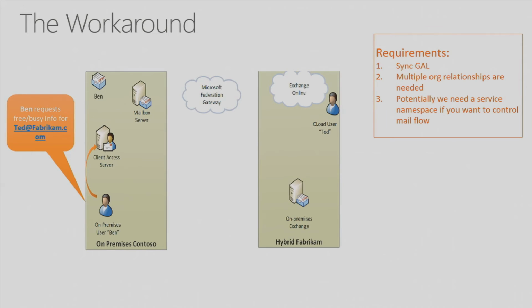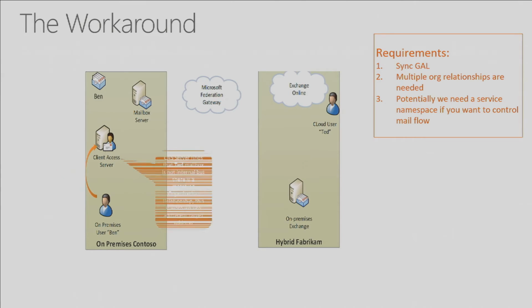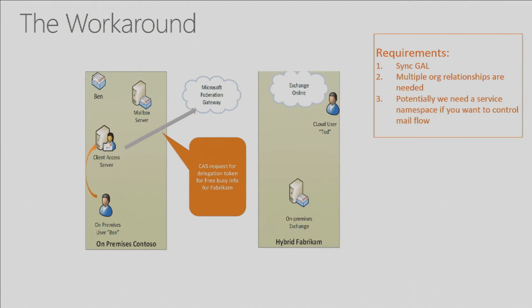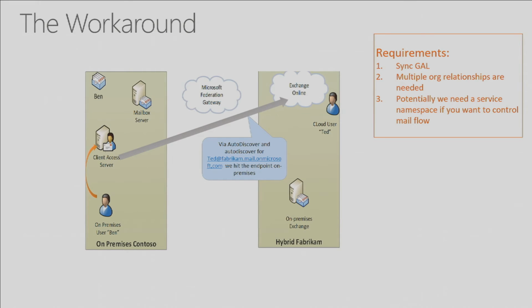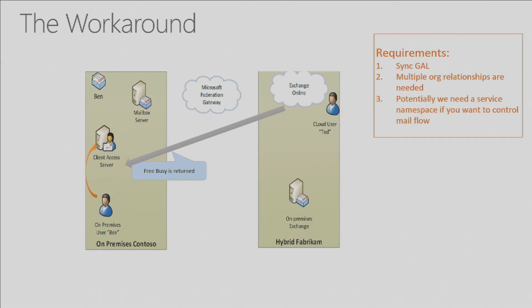So essentially what would happen is you would look up free busy for Ted. When you look up free busy for Ted, the client access server would see that there is a contact for Ted with the proper target address because you've synchronized that user, okay? Once it looks up that proper target address, it will go to the Federation Gateway. It will get an Azure Auth token that is valid for Exchange Online in this case. Return that to the requester. They will go request free busy information with the proper token this time, and free busy will work. Okay? It's a messy workaround.